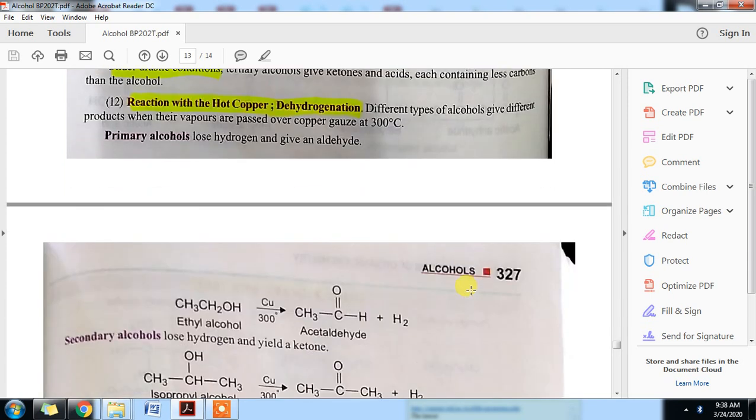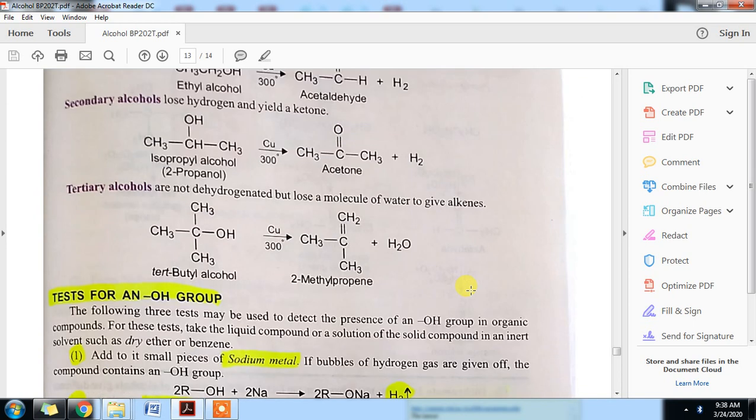In the next class I'll discuss the tests for alcohol that I have taught you. Then you will study further the application part, uses, structure and uses of different compounds. We have already discussed the preparation of alcohol. I'll prepare this video for you and upload it on YouTube. Okay, thank you.